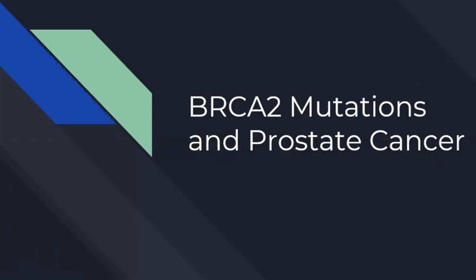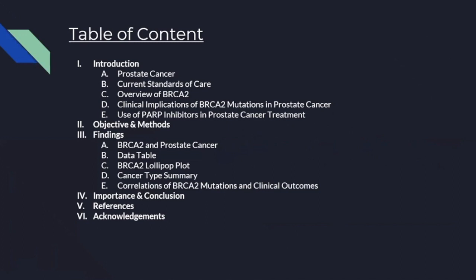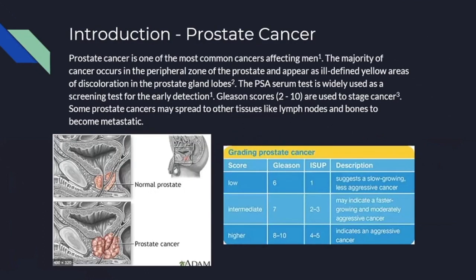My presentation is on the relationship between the gene BRCA2 and the effects it has on prostate cancer. This is my table of contents, and I'll be discussing my project in this order. Prostate cancer is one of the most common cancers affecting men, especially when they become older. About 1 out of 9 men will be diagnosed with prostate cancer during their lifetime. It is more prevalent in men of African descent, and certain chemical carcinogens may also trigger this cancer.